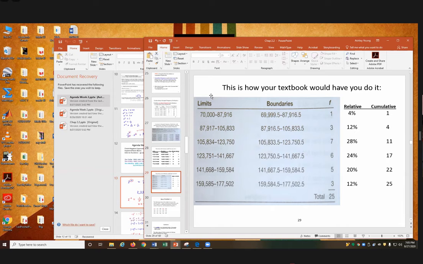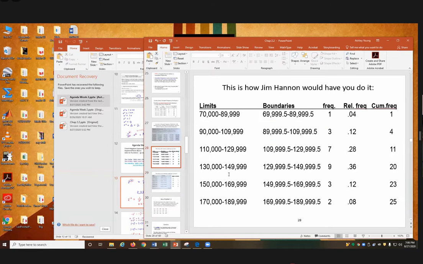If your range is close to 25 or more, then you should be going in 5s or 10s or 20s, something more round, and not do this whole weird range divided by number of classes, blah, blah, blah stuff. Okay. So don't do this. Don't do the book. Do Jim Hannon's way instead, because that just makes more sense in terms of real life. Good.